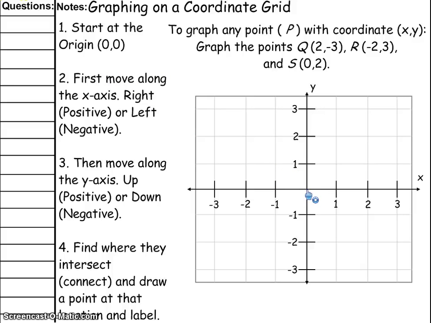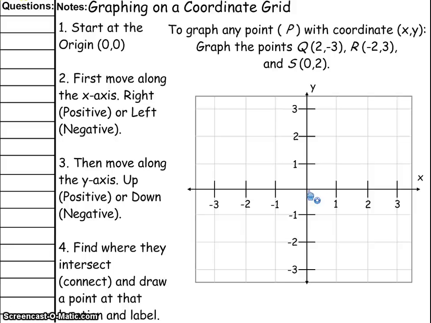And then first, again, you want to move along the x-axis to the right if you want to go positive, or to the left if you want to go negative. And then you want to move along the y-axis, up if you want to go positive, or down if you want to go negative. Once you find where you want to put your point, you will then see where the x and the y-axis are meeting and draw a point at that location and label it.